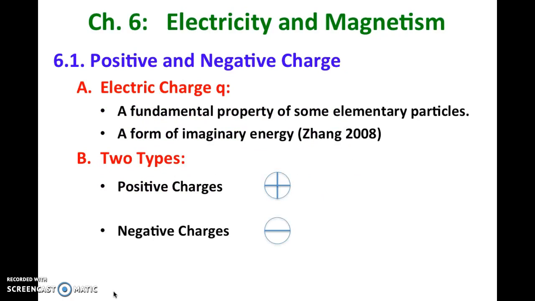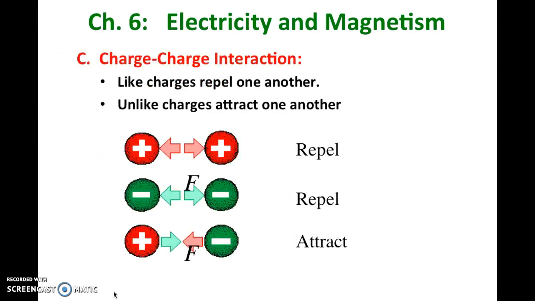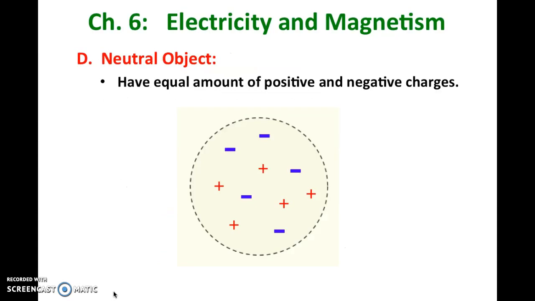Electric charge, usually denoted by Q, is a fundamental property of some elementary particles. There are 2 types of electric charge: positive charge and negative charge. They can interact with each other. Like charges repel one another, unlike charges attract one another. A neutral object does not have a net electric charge because it contains equal amounts of positive and negative charges.